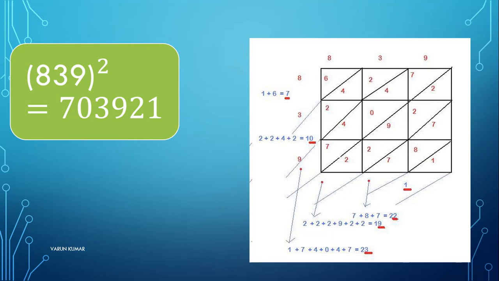Again we take the 1 as a carry for that column, and we add 1 plus 7 plus 4 plus 0 plus 4 plus 7, we get 23. Again underline the 3 and take 2 as a carry for the next column. Then we add 2 plus 2 plus 4 plus 2, we get 10. Underline the 0 and take 1 as a carry for the next triangle. And again add 6 plus 1 equals 7. Thus we get 703921 as the answer of 839 square.